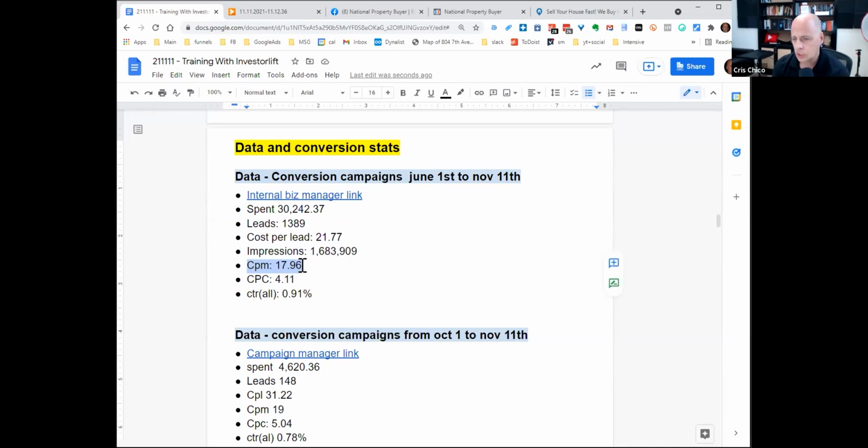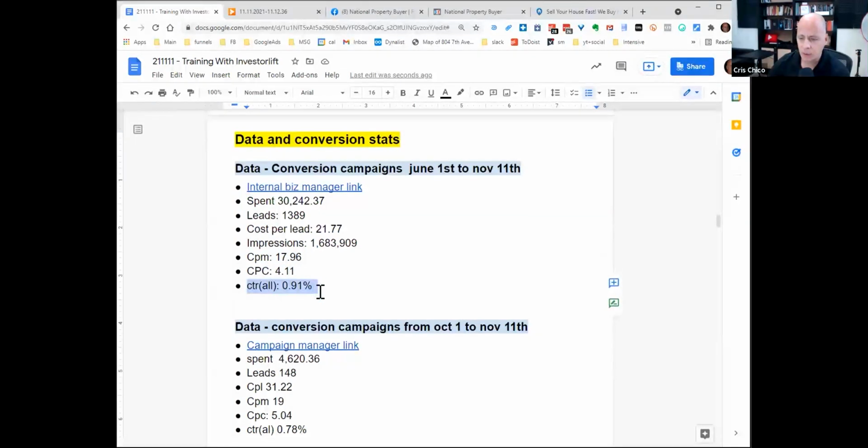Now you can only judge that historically. Today you might look at your campaigns at 12 o'clock and see a $70 or $80 CPM. You can't really look at the day. You have to look at the previous days, because that fluctuates depending on the time of day. So that's historically. Our cost per click is $4.11.